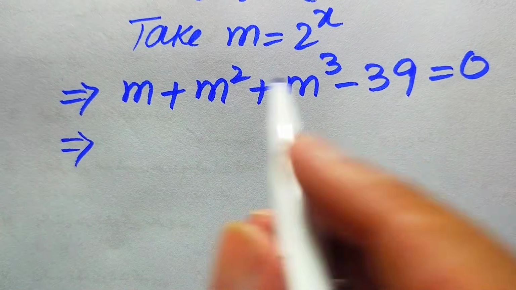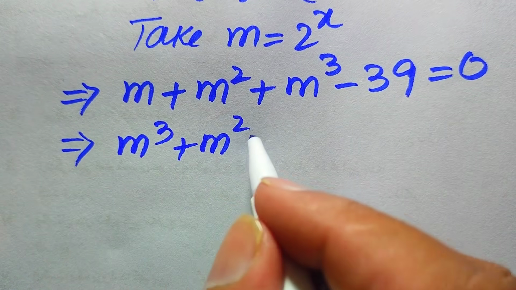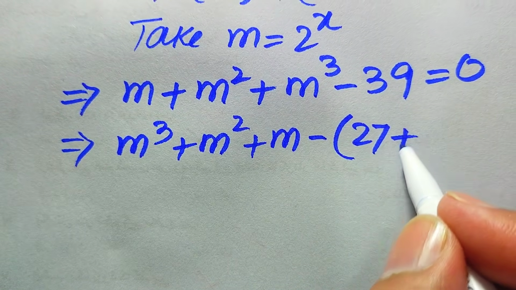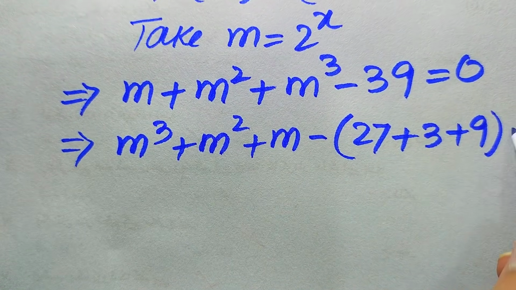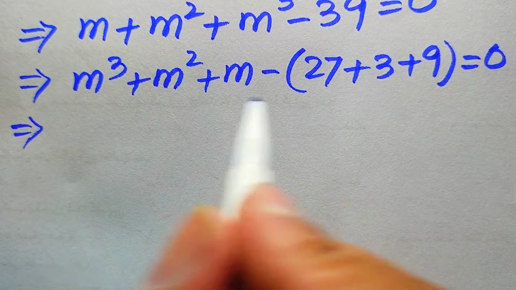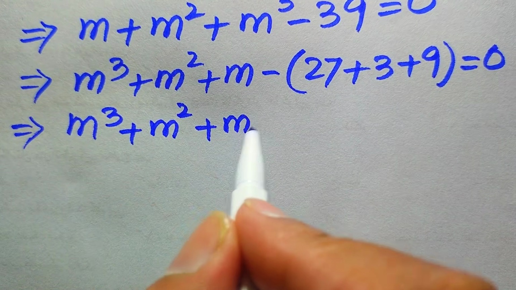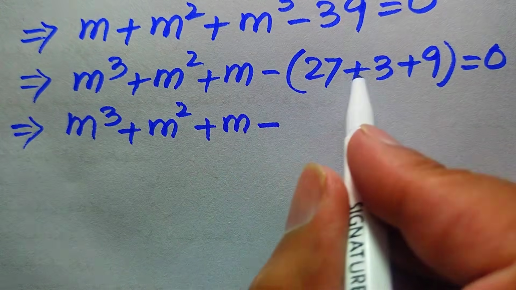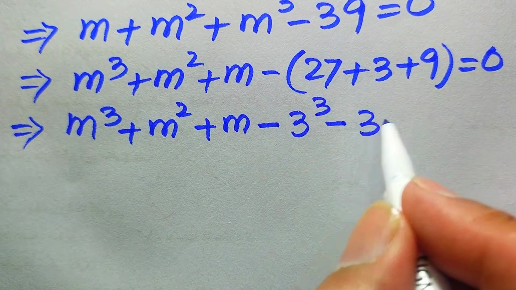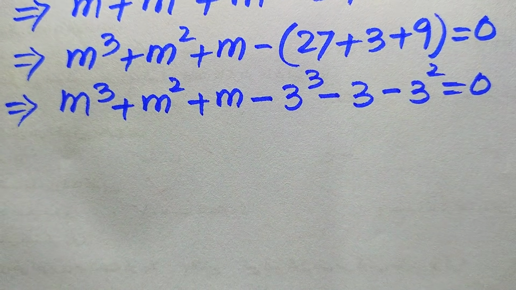Now further, we rewrite this as m cubed plus m squared plus m, and minus 39, we write as 27 plus 3 plus 9, and this whole equation is equal to 0. Now we rewrite this equation as m cubed plus m squared plus m minus, we multiply this negative sign on each of these values, and we write this 27 as 3 cubed, minus 3, minus we write this 9 as 3 squared, and this whole equation is equal to 0.